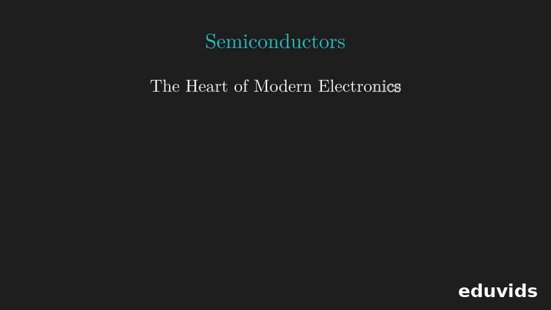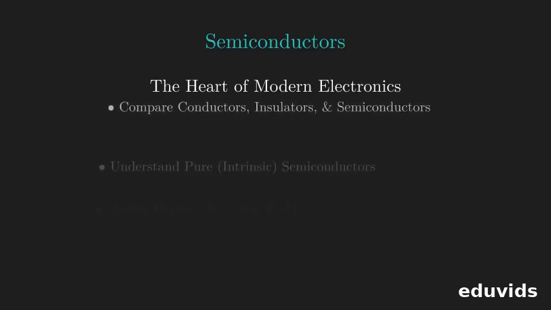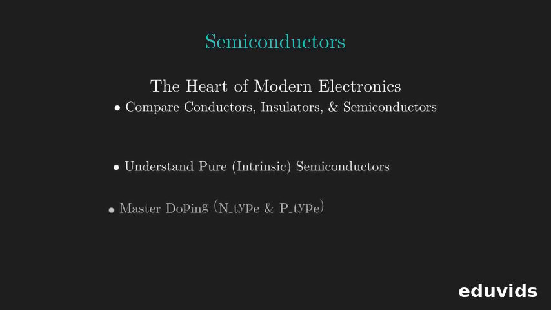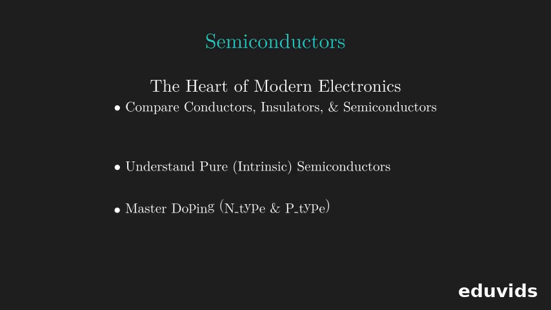Your phone and computer rely on tiny switches made of special materials called semiconductors. Today, we will learn what a semiconductor is and how we can control its electrical flow. First, we will compare materials. Then we will study pure silicon. And finally we will master the process of doping.